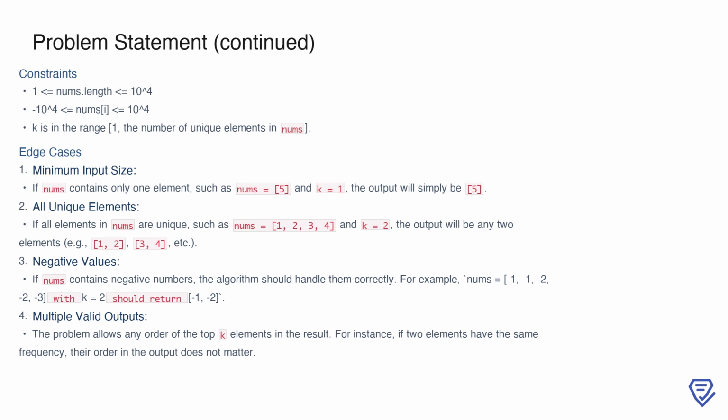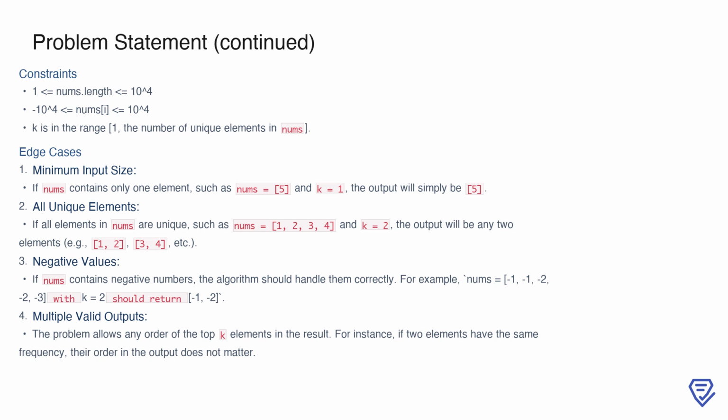Another case is when all elements are unique, like nums equals 1, 2, 3, 4, with k equals 2. In this scenario, any two elements can form the output, such as 1, 2, or 3, 4. The algorithm should also handle negative values, such as nums equals -1, -1, -2, -2, -3, with k equals 2, where the output would be -1, -2. Finally, if multiple elements have the same frequency, their order in the output doesn't matter, aligning with the flexibility in the problem's requirements.